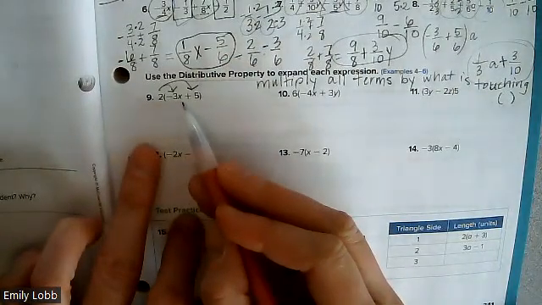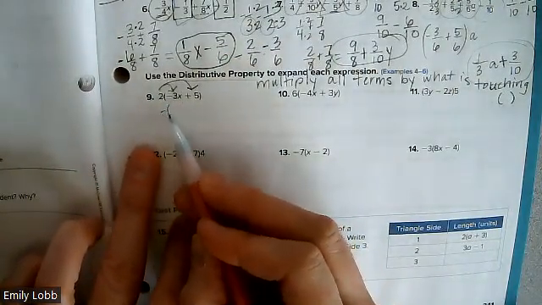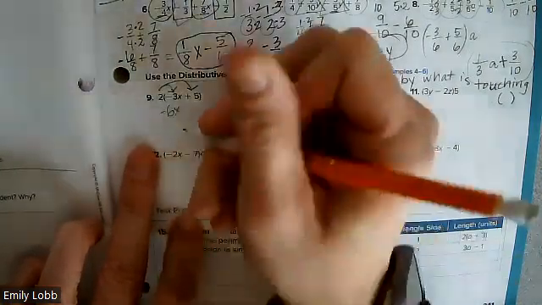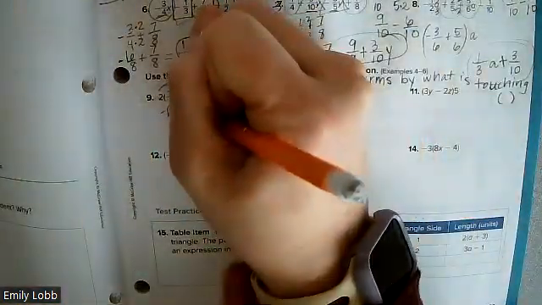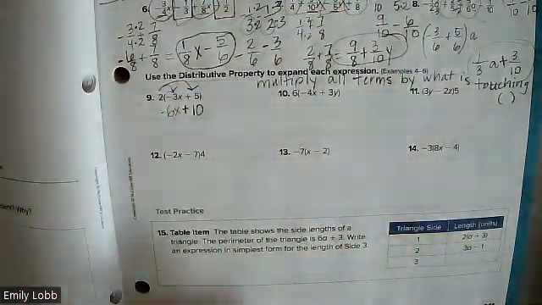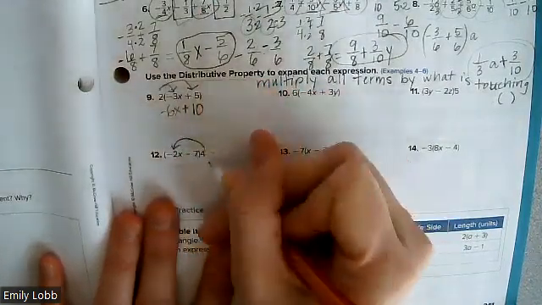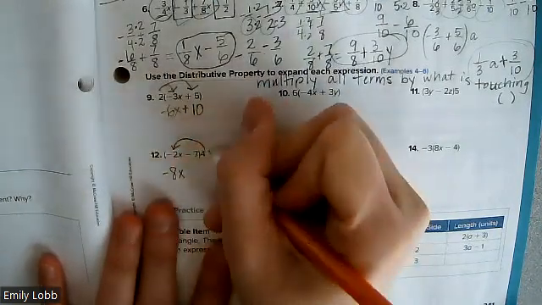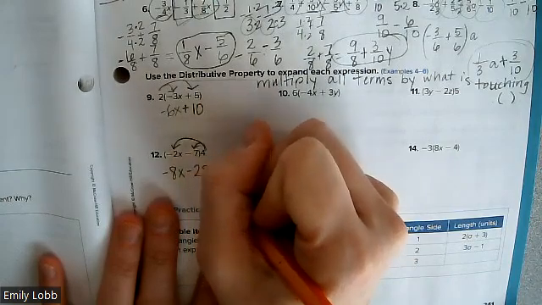2 times negative 3x. I should say 2 times negative 3 is negative 6 being multiplied by a factor of x. And then 2 times 5 is 10. What do I need between them? A plus, because it's positive, okay? Number 12 is very similar, but you're distributing the 4 through. 4 times negative 2 is negative 8x. 4 times negative 7 is negative 28.